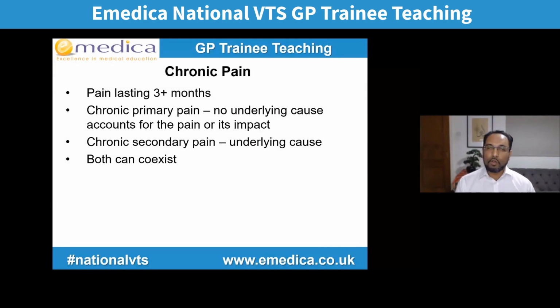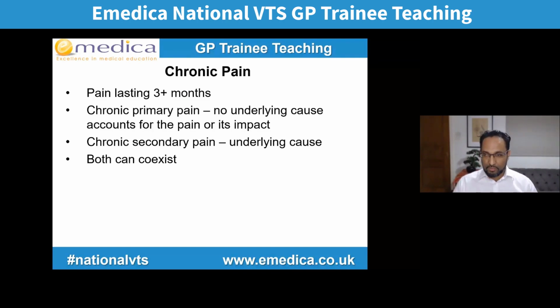So chronic pain is pain that's lasting 3 or more months. So you've got chronic primary pain. There's no underlying cause that accounts for the pain or the impact that it seems to be having on the patient. And you can have chronic secondary pain where there is an underlying cause. So for example, someone might have, people had mentioned, for example, ankylosing spondylitis. That would be an example of something that could cause chronic secondary pain. There's an underlying cause that would explain why this person has got pain lasting for a long time. You see? Whereas if there's no underlying cause found, all right, that's primary.